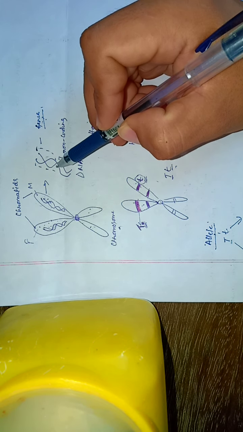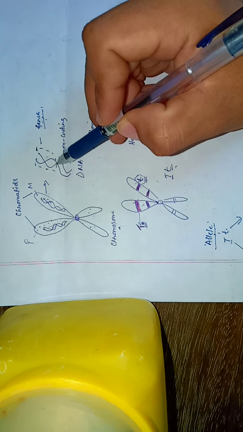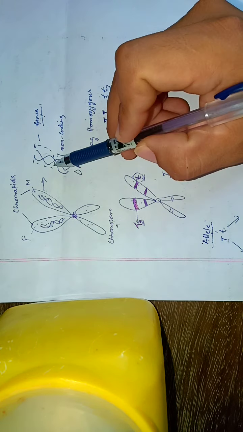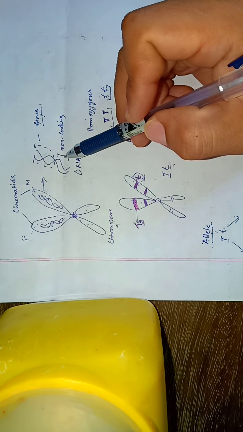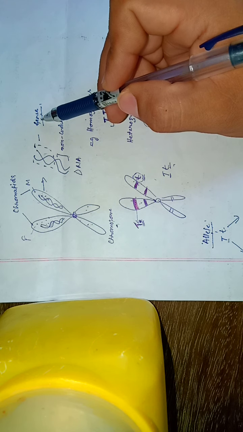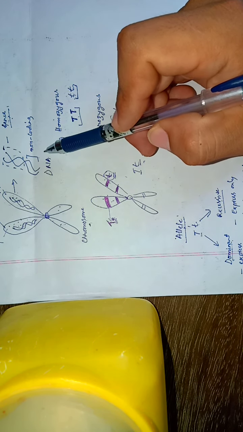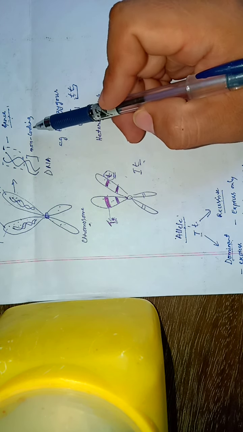A certain sequence or segment of the DNA codes for a particular specific protein, that is genetic information. So the sequence of the DNA that codes for a particular protein is called the gene or the coding region, and the segment of the DNA which does not code for any protein is called the non-coding segment.